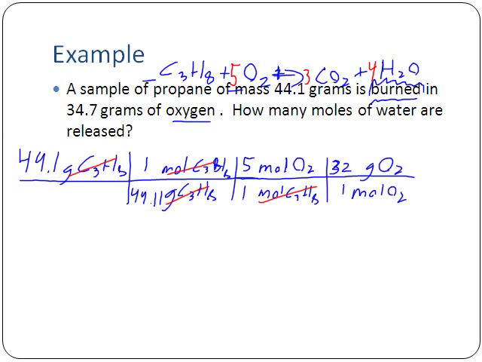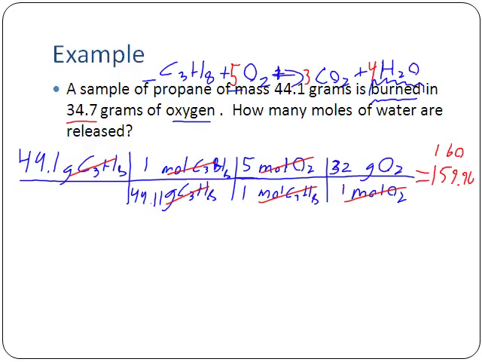Now at this point, our last step is quite simply just to solve this. When you do that, you take the ones on top, 44.1 times 1 times 5 times 32, divided by the mass on the bottom, so that's 44.11 divided by 1 divided by 1. And so when I get this, I get 159.96, which to 3 significant figures would be simply 160. So to burn up 44.1 grams of propane, I need 160 grams of oxygen. Do I have 160 of oxygen? Absolutely not.